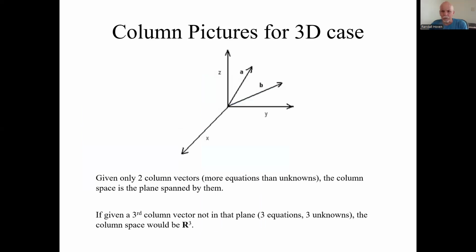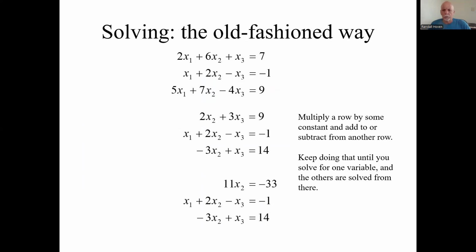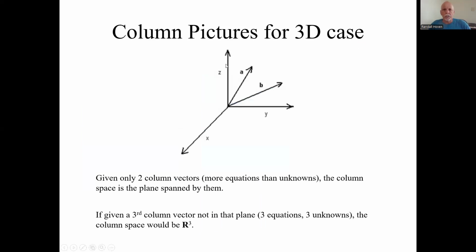We can't draw it, and we have trouble imagining it. What about the column picture for 3D? Let's say I'm in 3D space, X, Y, and Z, but I'm given only 2 columns. So I have these 2 vectors. Well, they will span a plane. Two vectors like that define a plane. So my column space would be that plane. Any linear combination of these 2 column vectors would be a vector somewhere in that plane. So that plane would be your column space in that case.